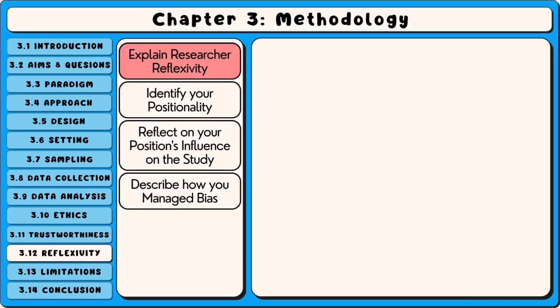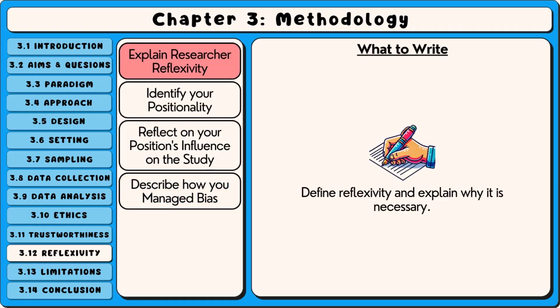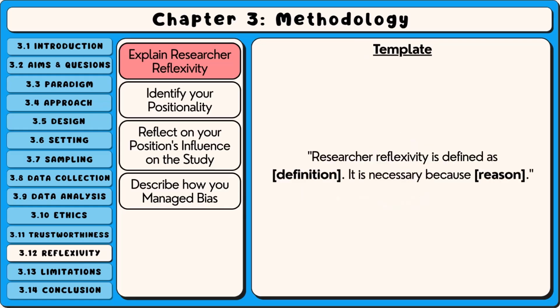First, explain researcher reflexivity. Second, identify your positionality. Third, reflect on your position's influence on the study. Fourth, describe how you manage these biases. Starting with explaining researcher reflexivity, the first step is to simply define reflexivity and explain why it is necessary in qualitative research. Here's a template.